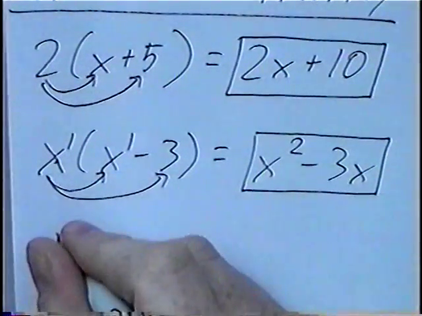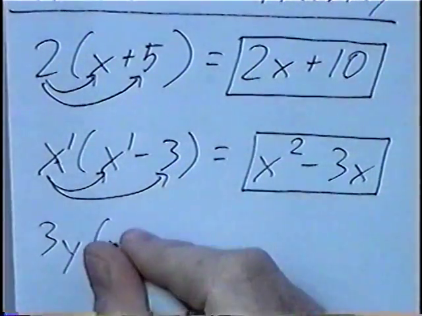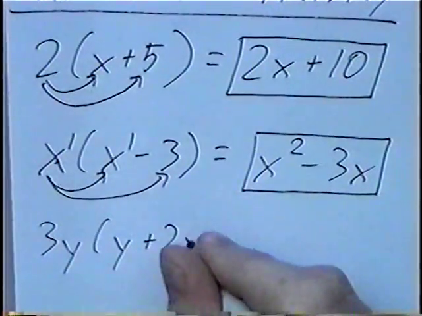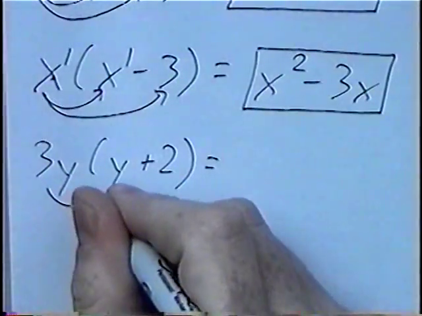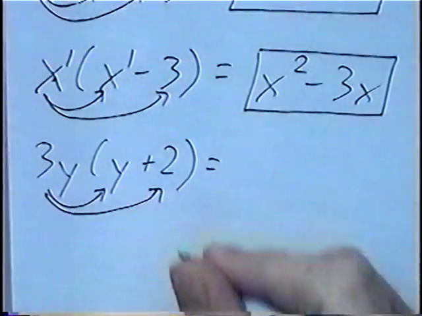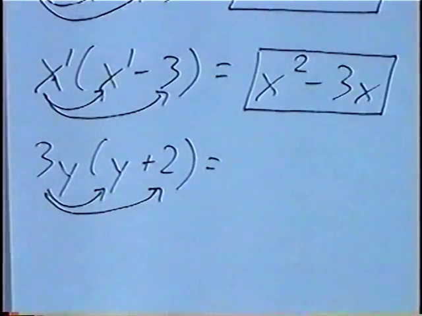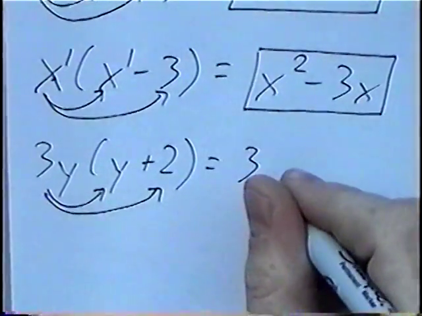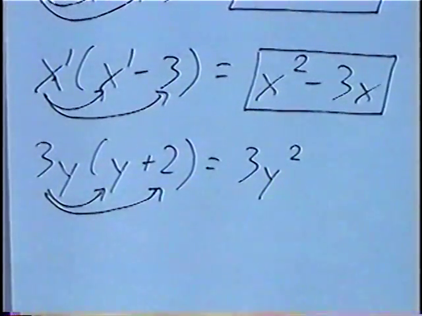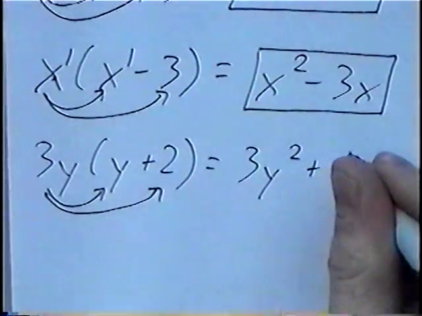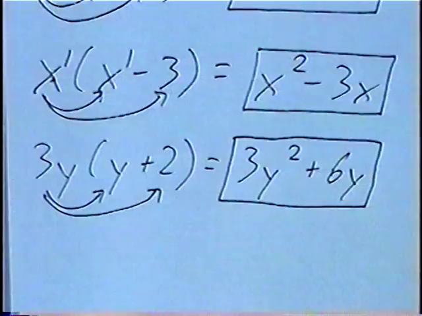And last question for the section, 3y and inside parentheses, y plus 2. Again, multiplying the term outside by each term inside the parentheses. 3y times y would be 3y squared. And 3y times a positive 2 would be positive 6y. So our final answer, 3y squared plus 6y.